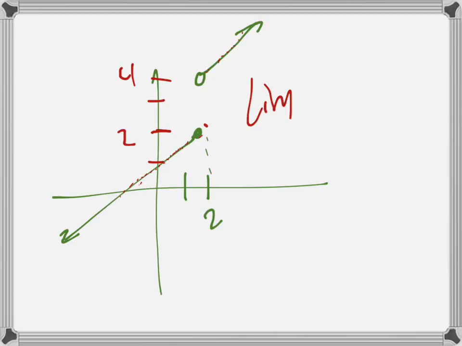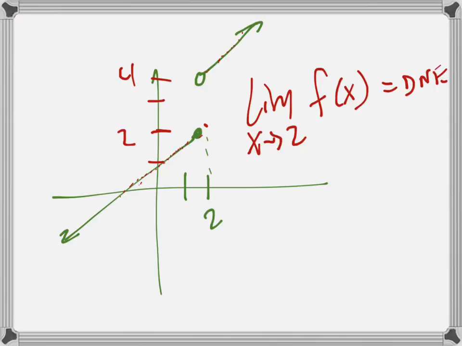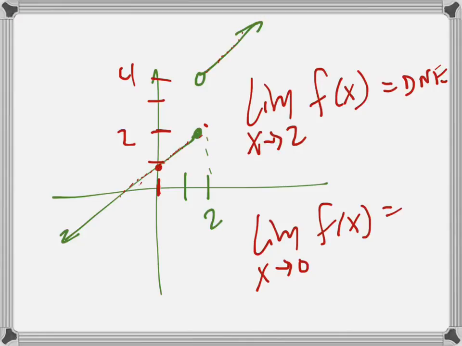The limit as x goes to 2 of this function f of x, assuming the green function is f of x, does not exist, because it's different coming from different directions. What's the limit as x goes to 0 of f of x for this function? We'll find out what the value is at 0, here's 0 right here. Let's say it's 0.9, and that's the limit. So that's the basic concept behind what a limit is.